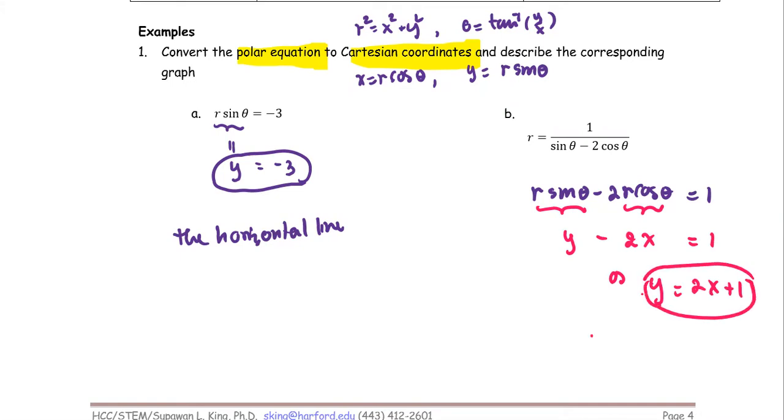And this one we're going to get the line with the slope m equals 2 and the y-intercept at the ordered pair (0, 1).